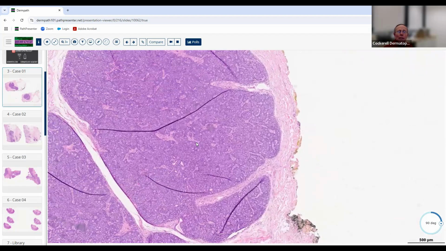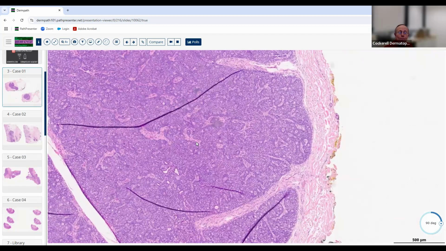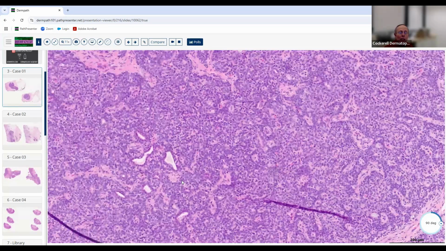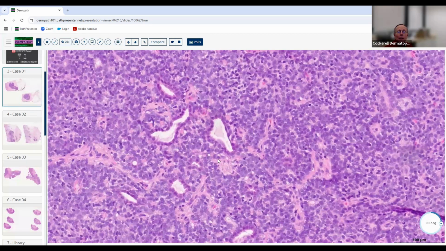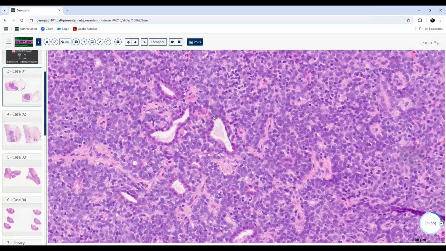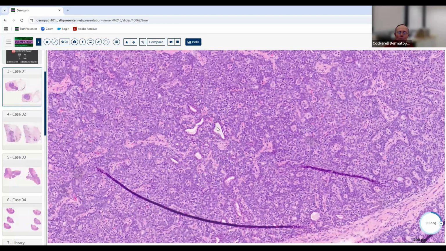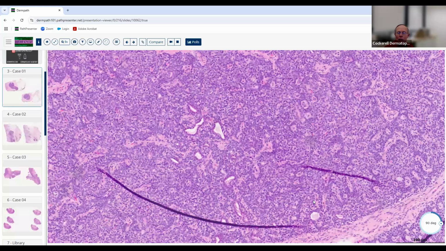Okay, so I agree. It's probably adnexal. Could be maybe follicular, maybe eccrine or apocrine. And if you look at higher magnification, now we can maybe be a little bit more specific. So will we see some ducts or duct-like structures? There's a duct. So that would probably put us into the eccrine or apocrine category.